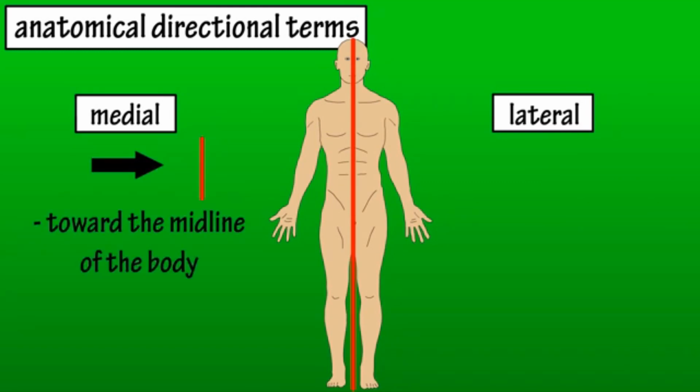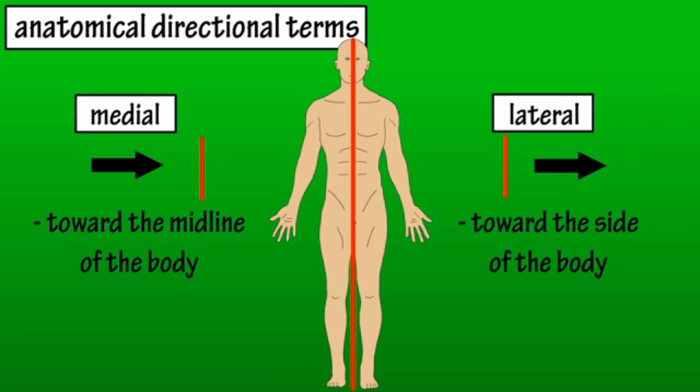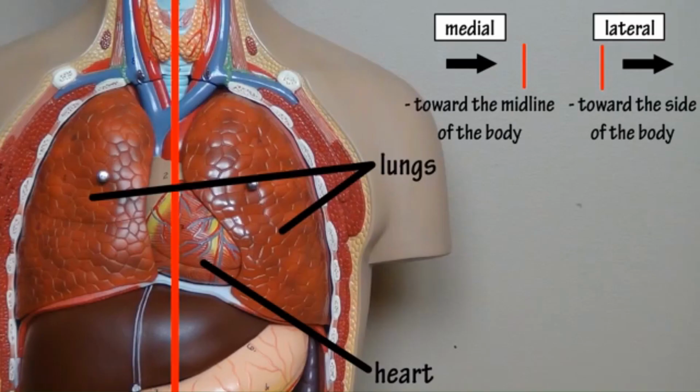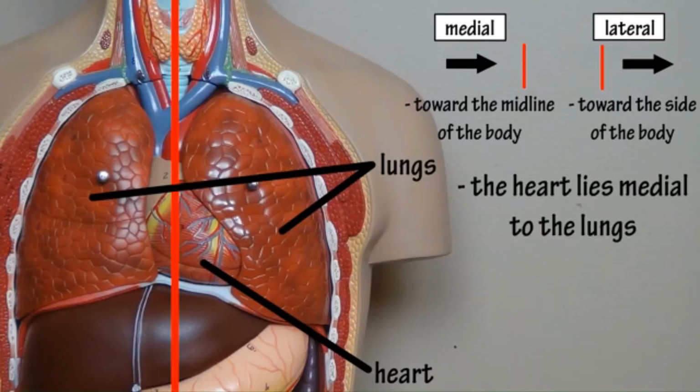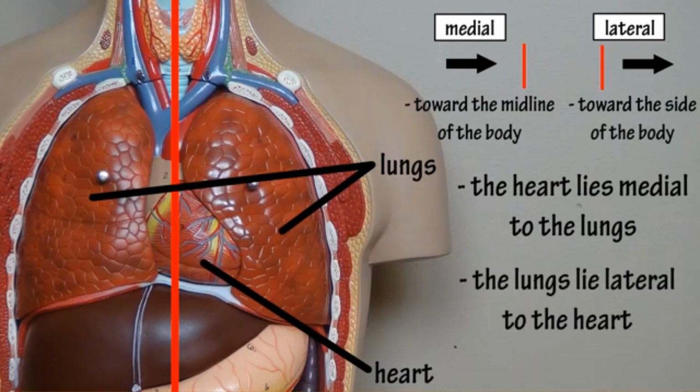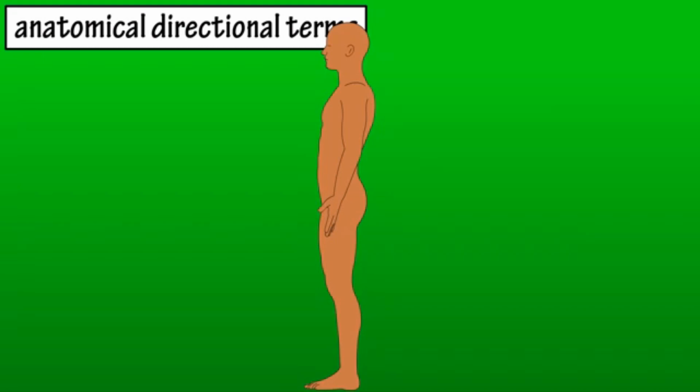Medial means toward the midline of the body, and lateral means toward the side of the body, or away from the midline of the body, where the midline is an imaginary line that divides the body into left and right halves. So we would say that the heart lies medial to the lungs, or you could say that the lungs lie lateral to the heart. Lateral can also be used to describe how you're looking at the body. While the body will always be referenced from the anatomical position, it can be viewed from the lateral view, meaning looking at the body from the side.